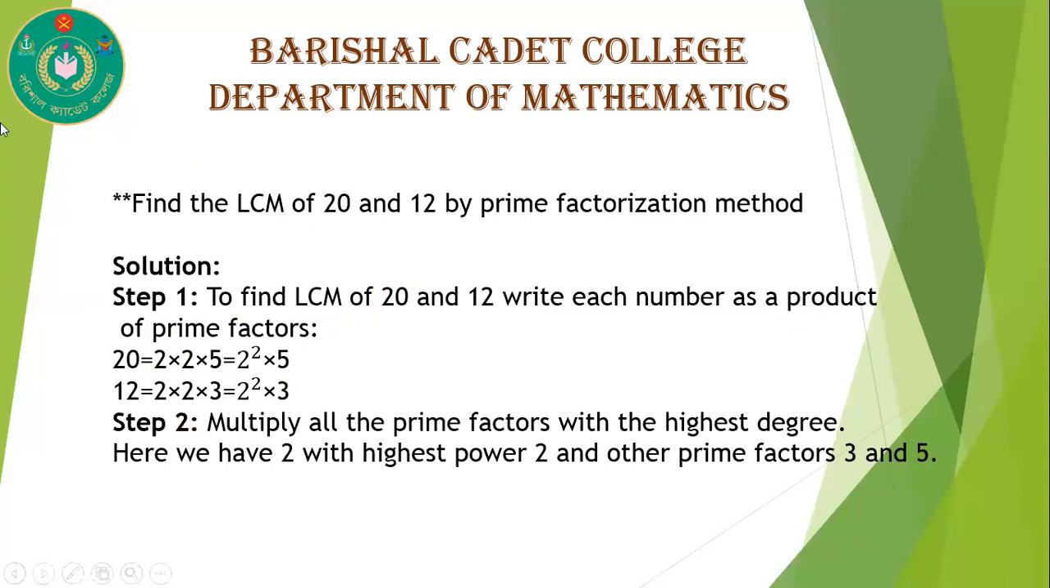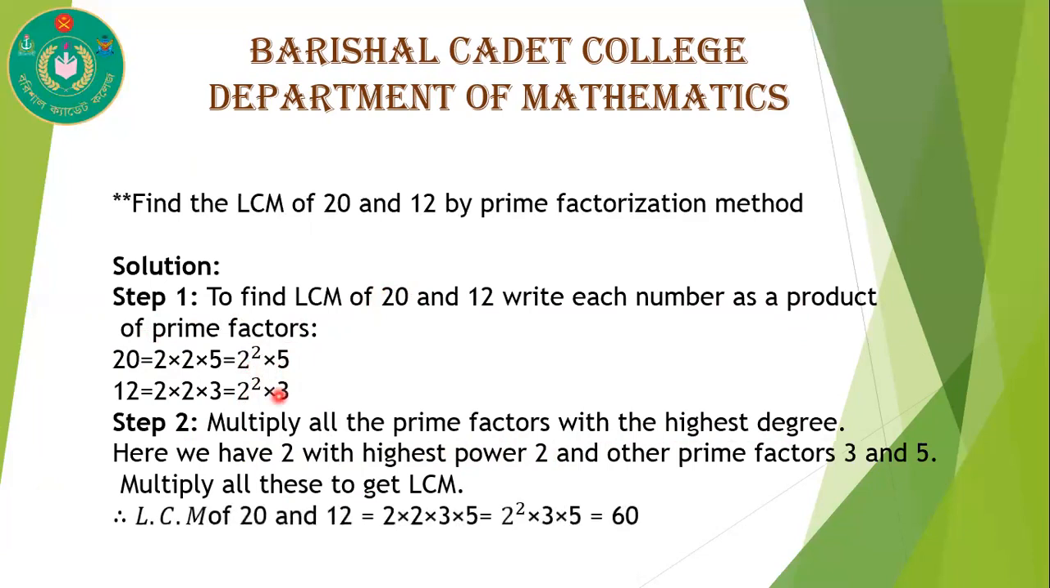Step 2. Multiply all the prime factors with the highest degree. Here we have 2 with the highest power of 2, and the other prime factors are 3 and 5. Then multiply all these, we get the LCM. The required LCM is 2 square into 3 into 5. That means 60.